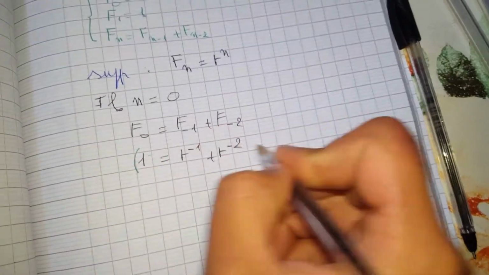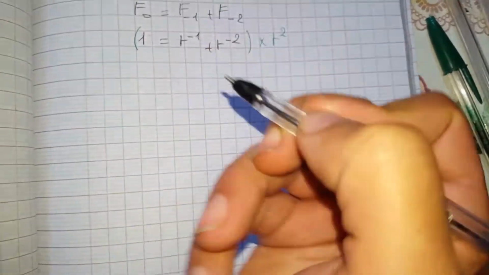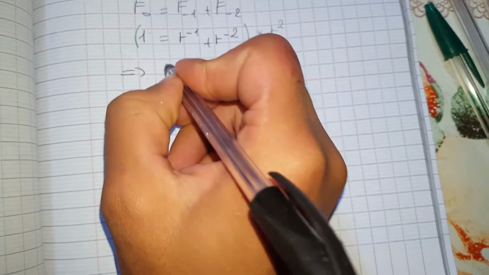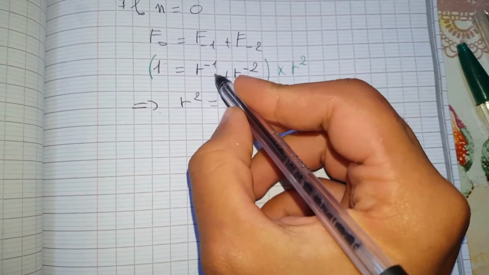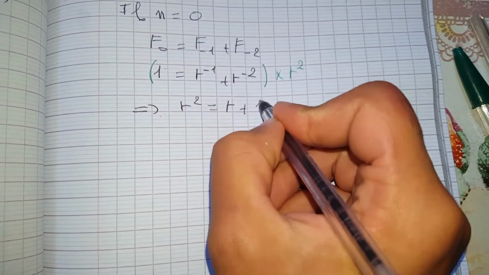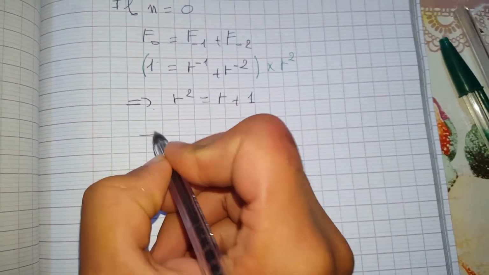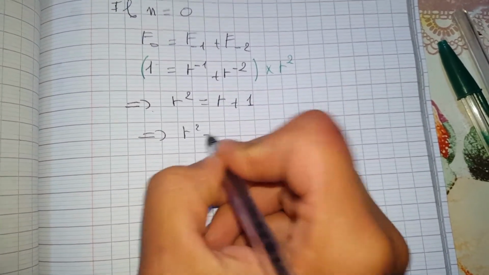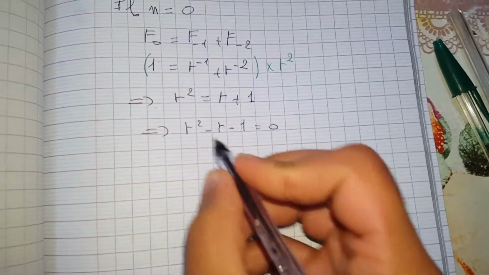And I will multiply by r to the 2 on both sides. And that will give us a very famous equation: r to the 2 is equal to r plus 1. And I will take all the terms to the left hand side of the equation. That will give us r to the 2 minus r minus 1 is equal to 0.